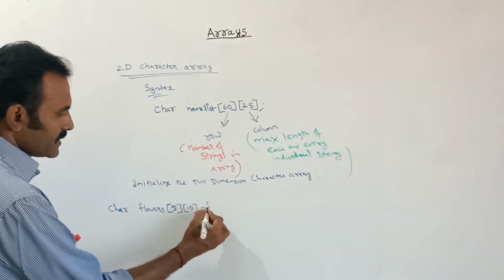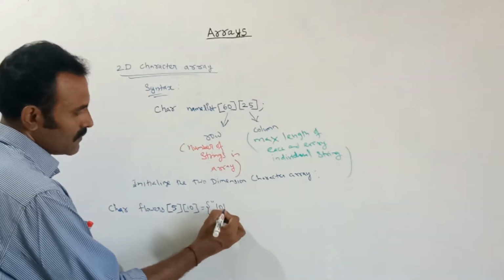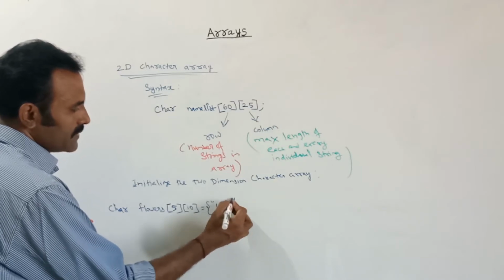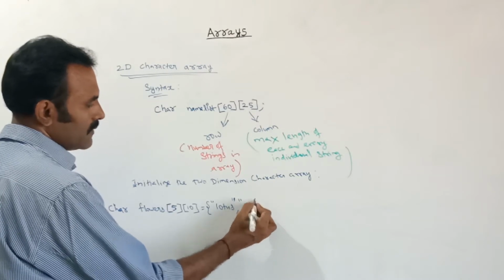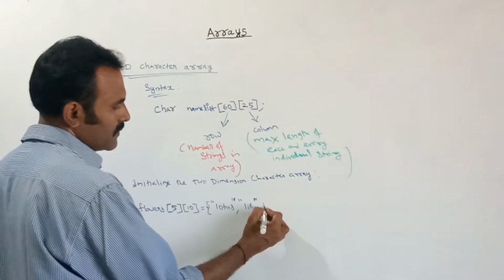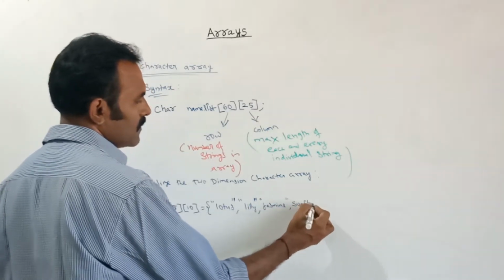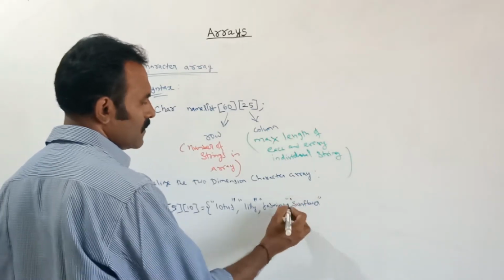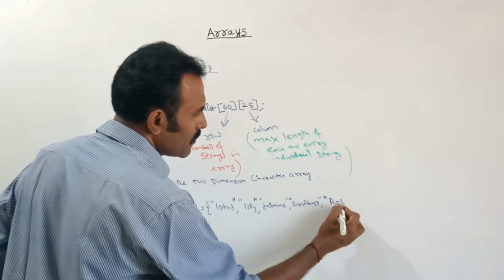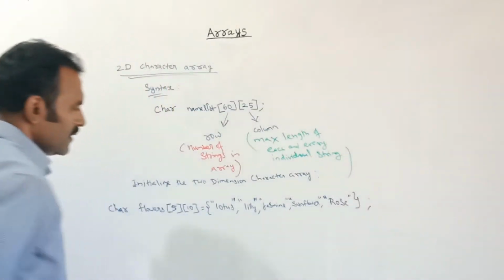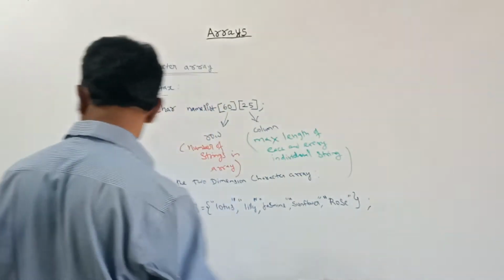So for example, let us take the first flower, lotus. I can initialize in this way also. Next comma, the second string name, lily. Here rose. We can initialize the values like this. So while storing in memory, it will be stored like this.